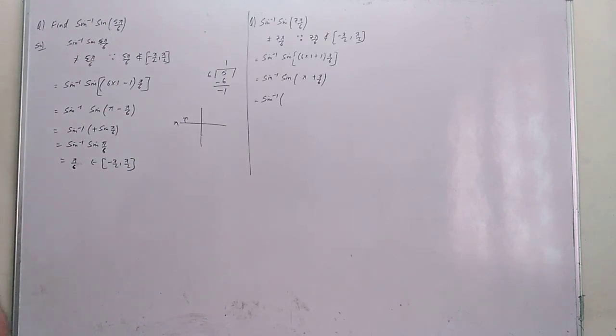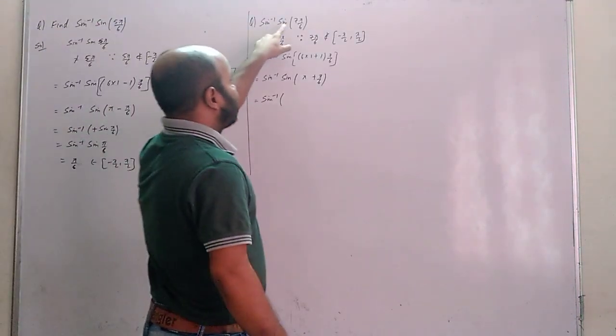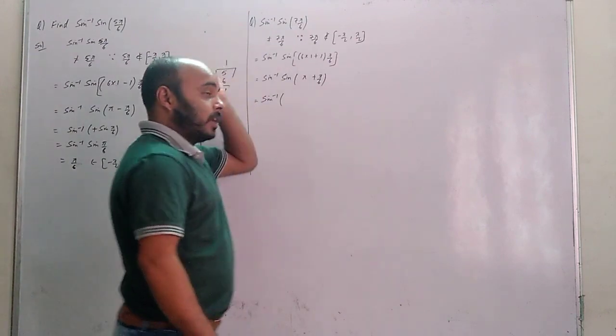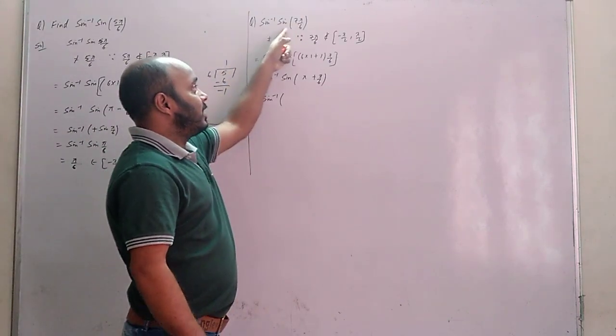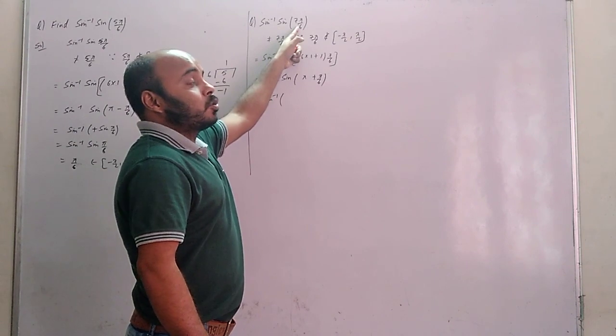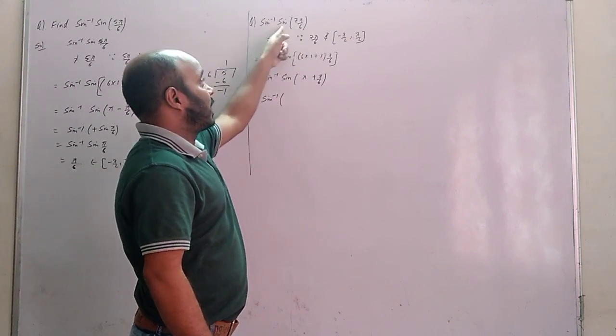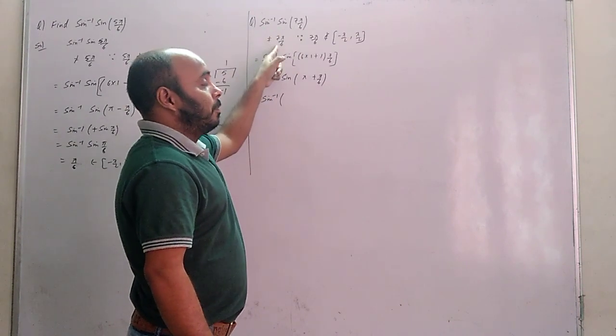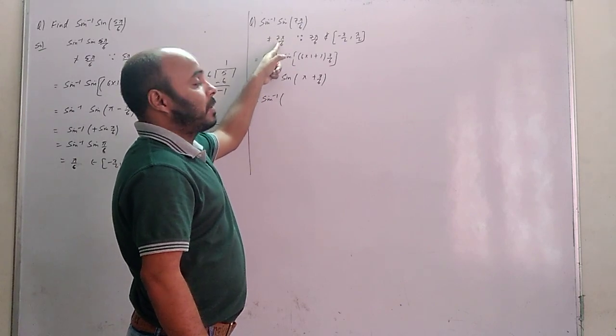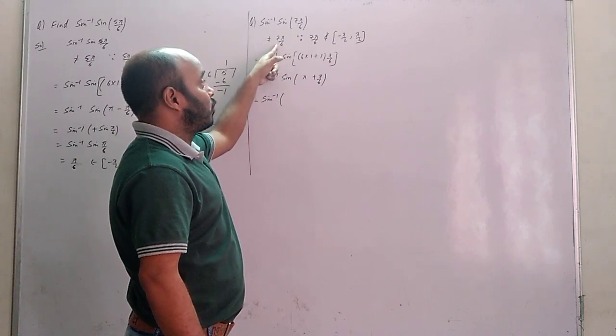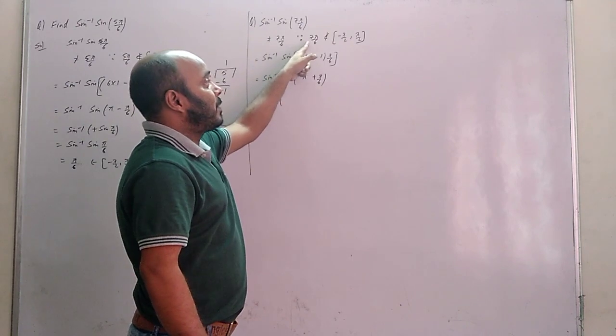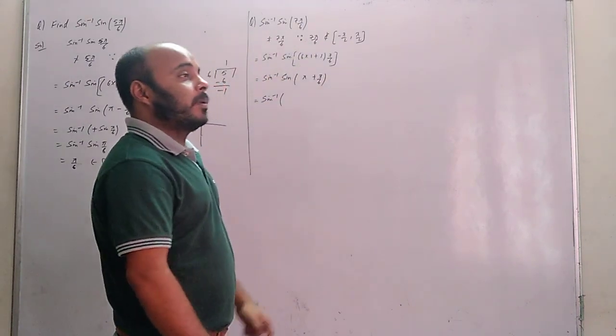Now see the next question. Sine inverse sine 7 pi by 6. The answer should be, if you apply the formula, sine inverse of sine x is x. But it won't be equal to 7 pi by 6. Why? Since 7 pi by 6 doesn't belong to minus pi by 2 to pi by 2.